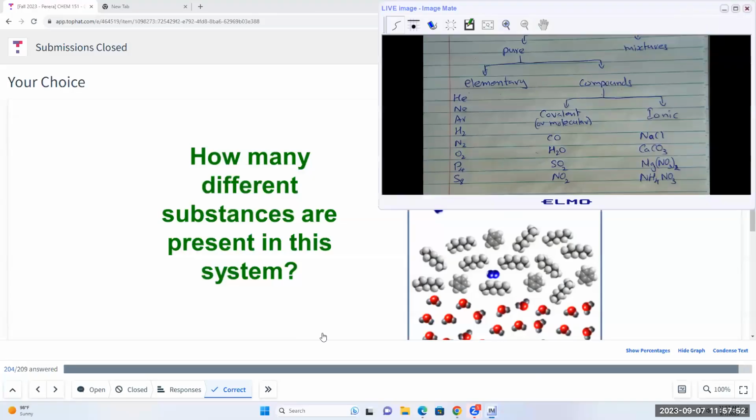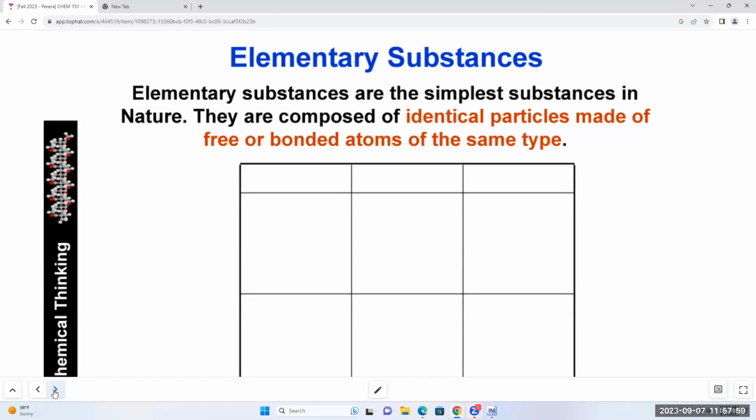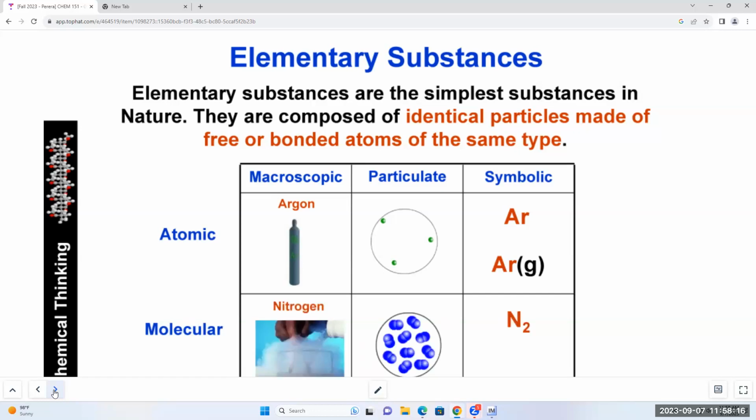So that's that. I'm going to go over the next few slides quickly. Elementary substances can be atomic, like argon. This is the macroscopic representation, and at the particulate level you just draw atoms, and the atomic symbol is Ar. And they can be diatomic or molecular elementary substances like nitrogen, and this is how we represent nitrogen. By the way, we have a liquid nitrogen dewar, a huge thing, by the Marvel building. If you haven't seen it, you should go check it out. It's very cold.